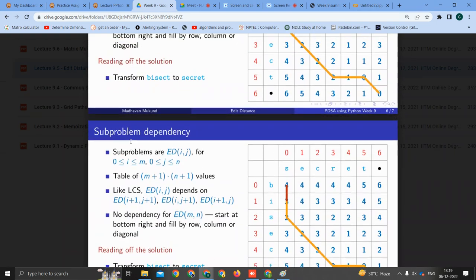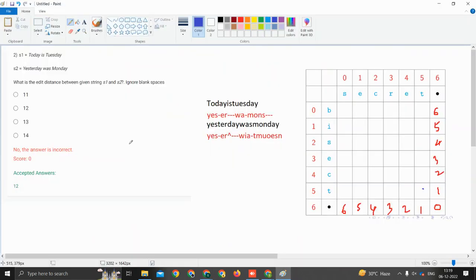I'll tell you for the next one now. For T here we take the diagonal, 0. Now we have C and T. They are not matching, so we take the minimum of 2, 1 and 0, that is 0, plus 1. So our answer would be 1. The minimum of these three plus 1, then 3, 4, then 5.